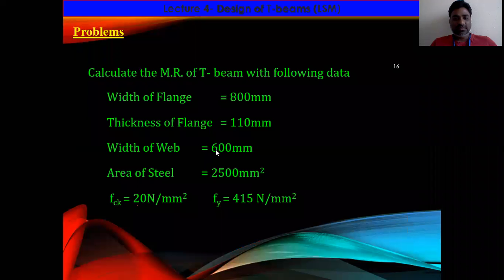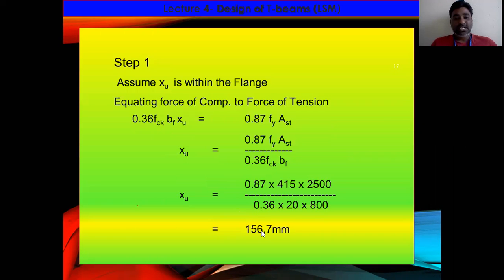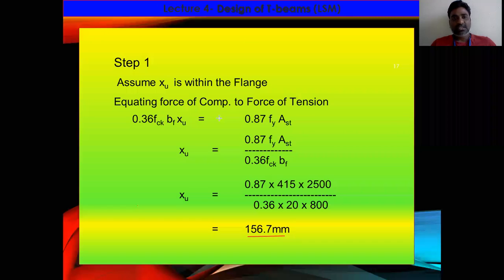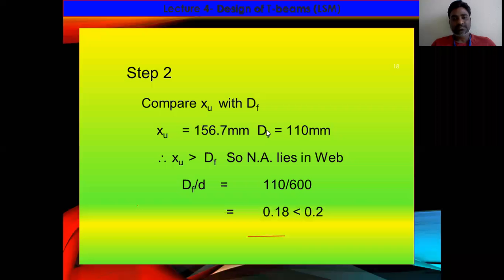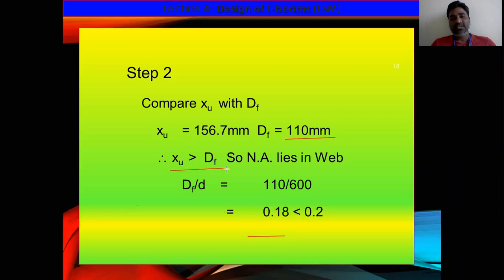Our thickness of flange is 110 mm and xu is 156 mm. So that means it is greater than Df. What does it represent? Our assumption is wrong because the depth of neutral axis is 156 mm and the thickness of flange is only 110 mm. That means our assumption is wrong. What did we assume? We assumed that the neutral axis is within the flange, but it is not correct. What is correct? The depth of neutral axis is within the web.